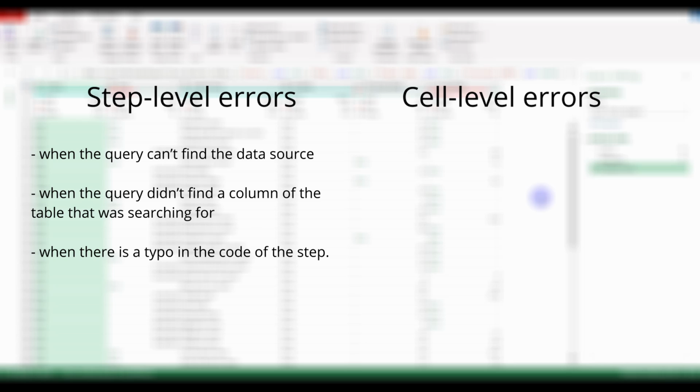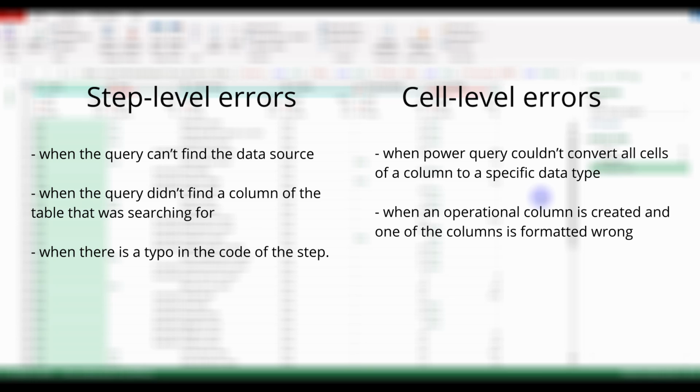The cell level errors will load your query, but the cells with the issue will be blank. These errors occur when Power Query couldn't convert all cells of a column to a specific data type, or when an operational column is created and one of the columns is formatted wrong.